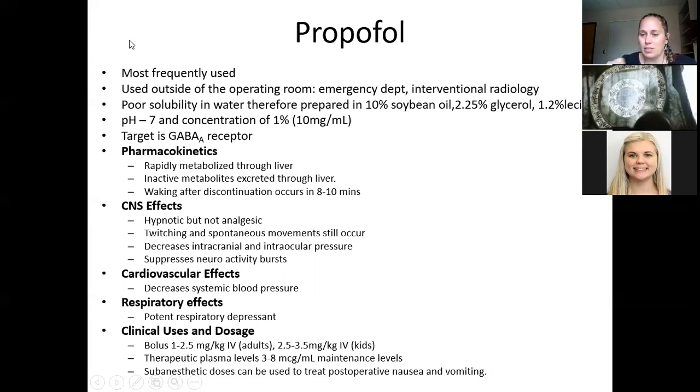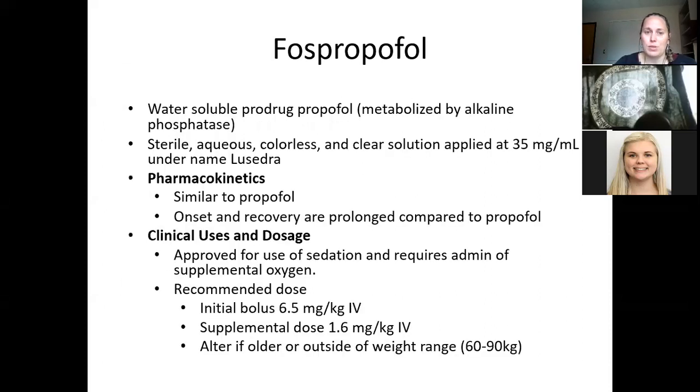And so that leads us to the next drug that we'll talk about here, which is phosphopropofol, which is more water soluble. It's actually a prodrug for propofol. And because of that, less pain is essentially observed during this. It's sterile, aqueous, colorless, clear, and applied at 35 milligrams per kilogram. The more common name is Lusedra. The pharmacokinetics, because it is a prodrug for propofol, are very similar, but its onset and offset are going to be slightly slower just because it has that prodrug status.